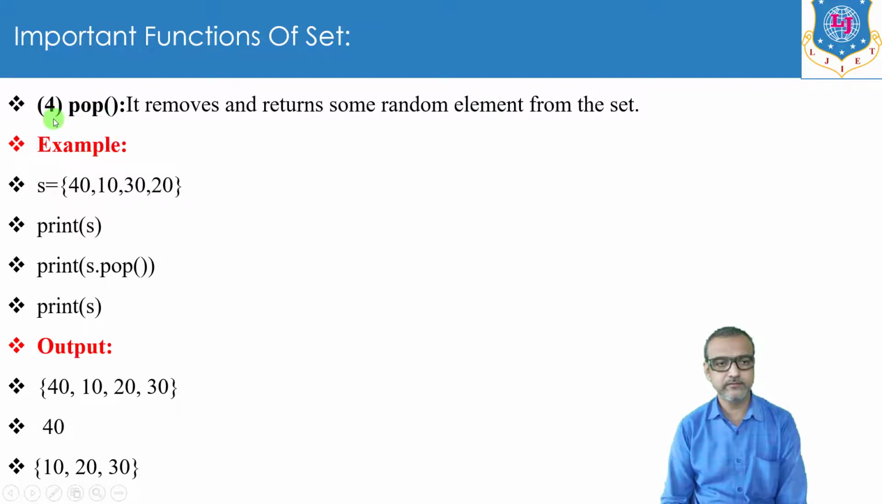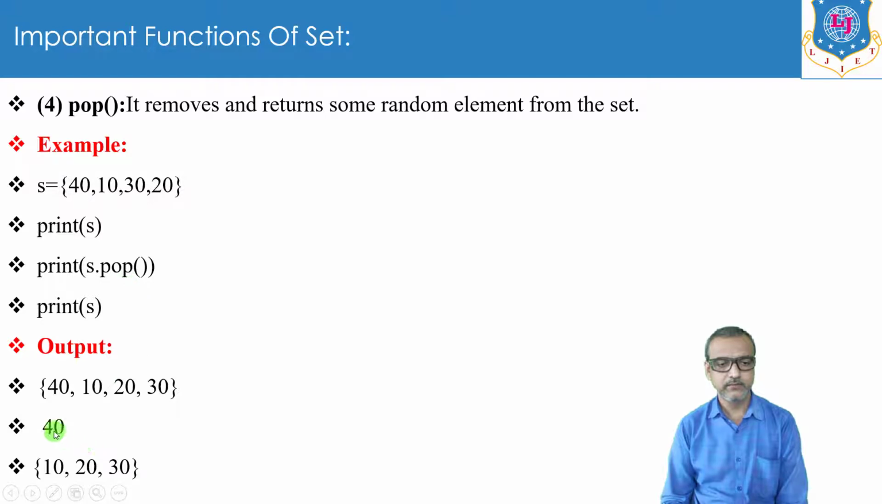Now we have the next function, function 4, that is the pop function. It removes and returns some random element from the set. For example, in set S we have taken these 4 elements, that is 40, 10, 30, 20. So print of S will print all these elements, that is 40, 10, 20, 30. Print of S dot pop will just remove a random element from set S and will return the same value.